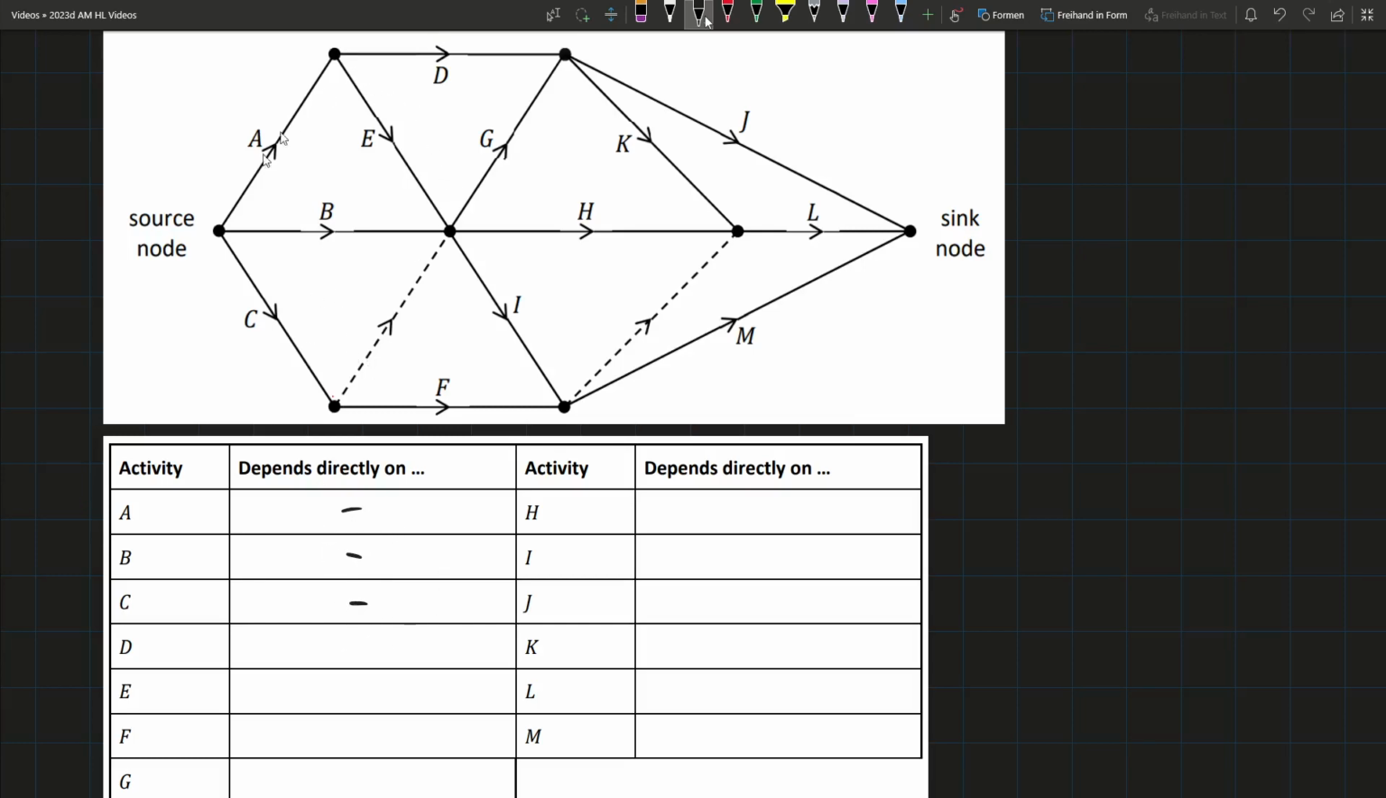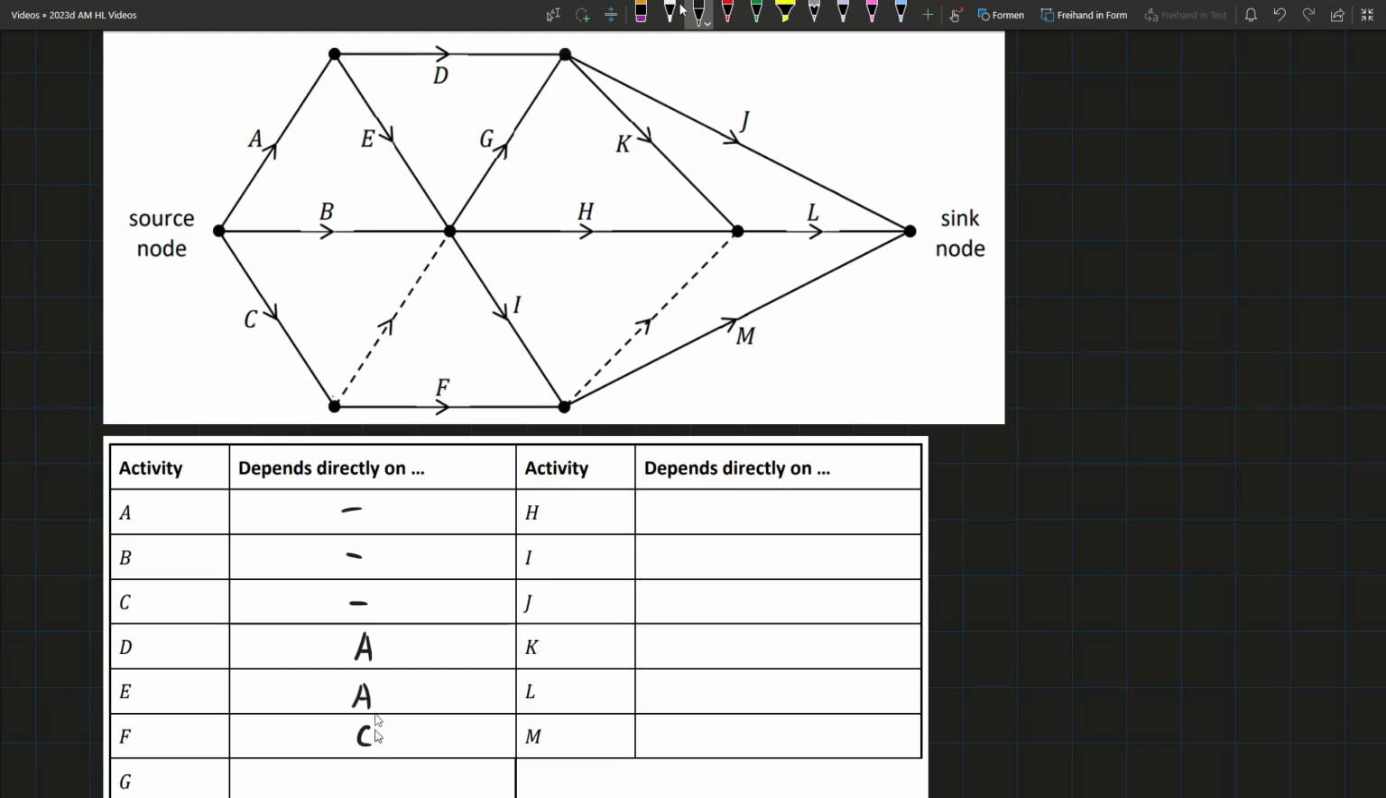D, as we can see, depends on A, because D comes out of this node, and in order to get to this node, you have to go through A. That's the thought process behind it. E also comes out of that same node, so it also depends on A. I don't know why I wrote D here. E depends on A for the same reason. It's coming out of the same node. F depends on C, because C goes into this node, and then F comes out of that node. So F depends on C.